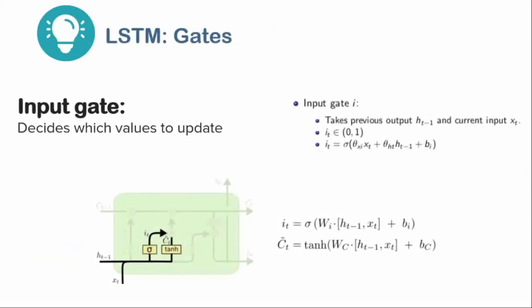To update the cell state, we have the input gate. First, we pass the previous hidden state and current input into this sigmoid function. That decides which values will be updated by transforming the values to be between 0 and 1. 0 means not important, 1 means important.